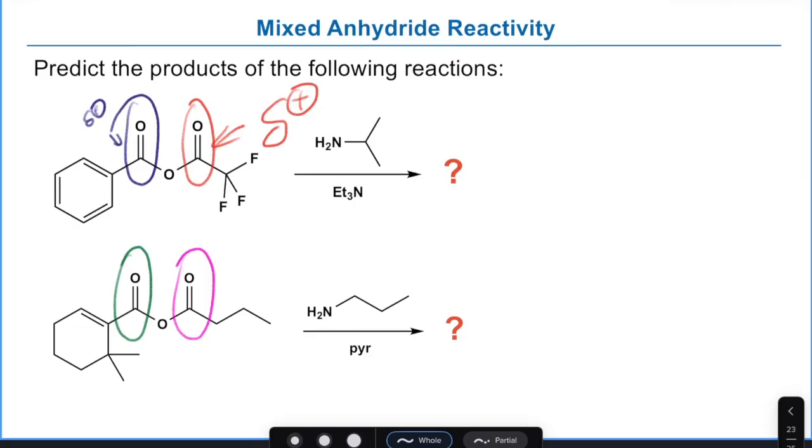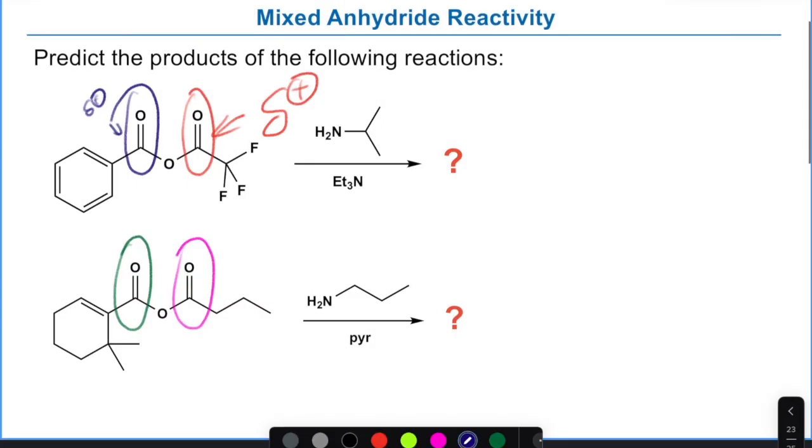Okay, next one. Green, purple. Oh, okay, so you're voting. Whole class. Who says green? Who says purple? Why purple? Sterics, yeah. Bulky. You've got something that looks like a crazy big group over here. So in the end, this one is sterically easier to get to. This one is blocked off, right?